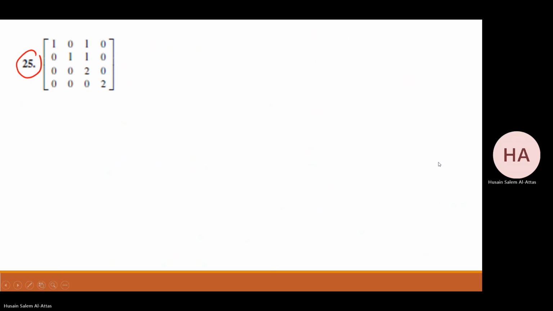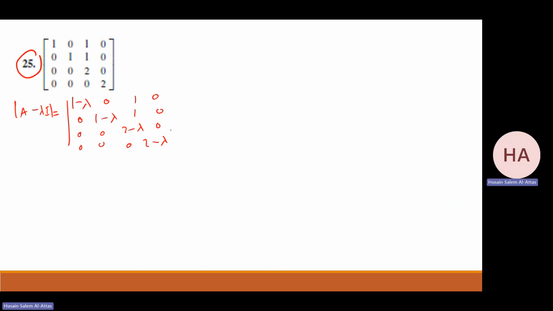I think I have a repetition here. Okay. I have A minus lambda I. That will be what? 1 minus lambda 0, 1, 0, 0, 1 minus lambda 1, 0. Good. I have 0, 0, 2 minus lambda 0, 0, 0, 0, 2 minus lambda.